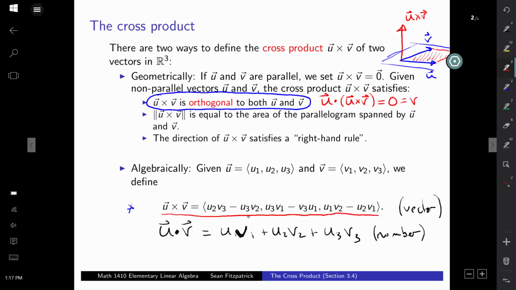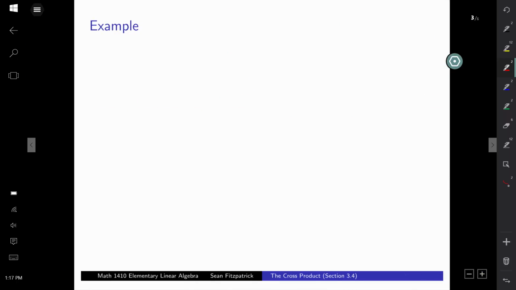And the same thing is true if we take the dot product with v. Okay. So how do you actually remember this formula? It's a scary looking formula. How does this work? Well, let's see how things would work in an example.